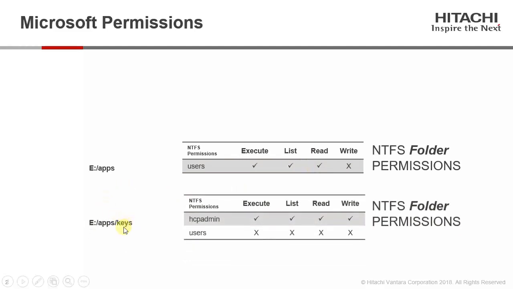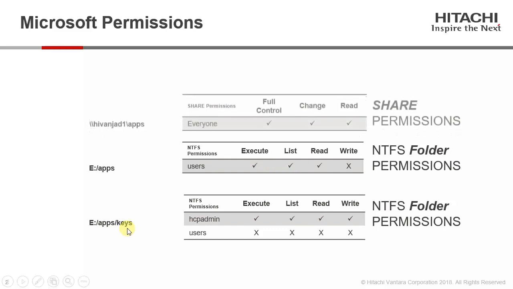Now we have a folder underneath that called keys, and we can assign additional folder permissions on that. And in this example, it's HCP admin we gave all rights to, and then we took all the rights away from the group users. So this looks like only HCP admin can get into this keys folder and see it. This is NTFS folder permissions.